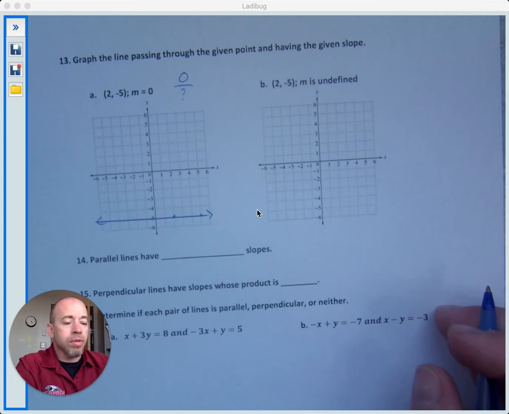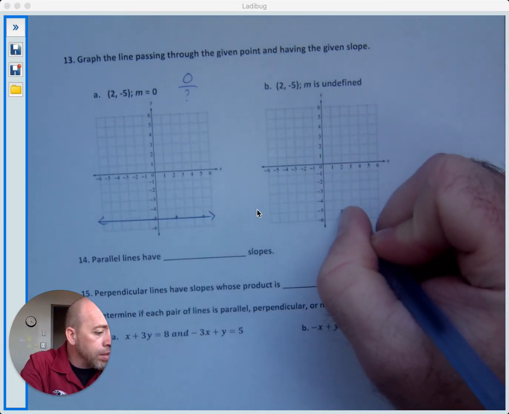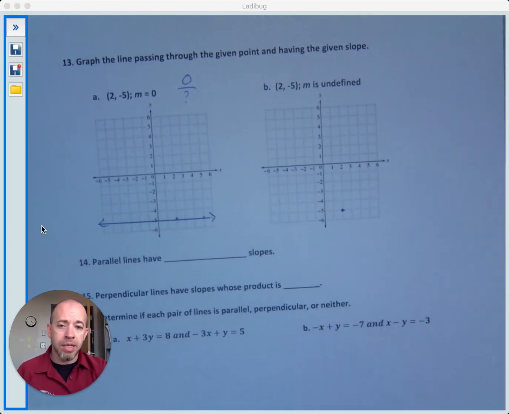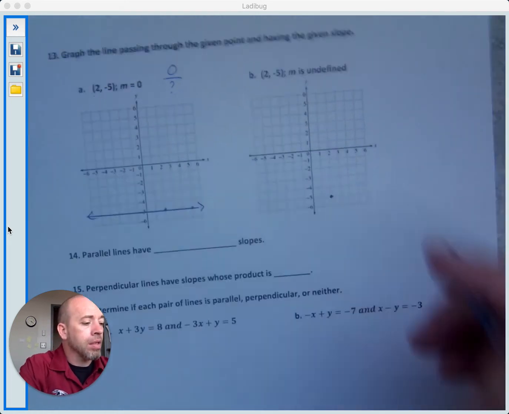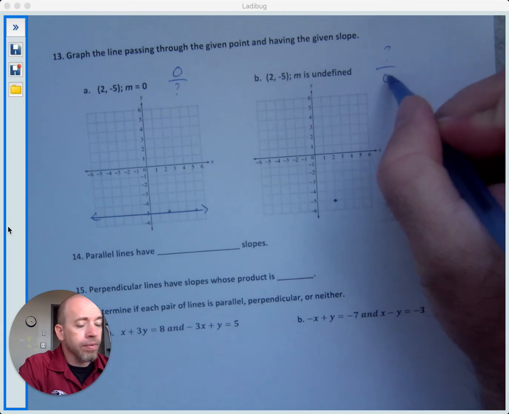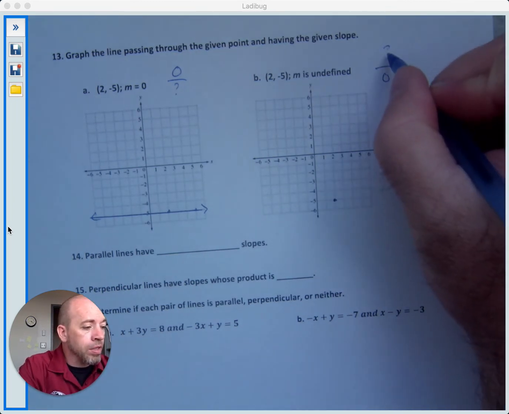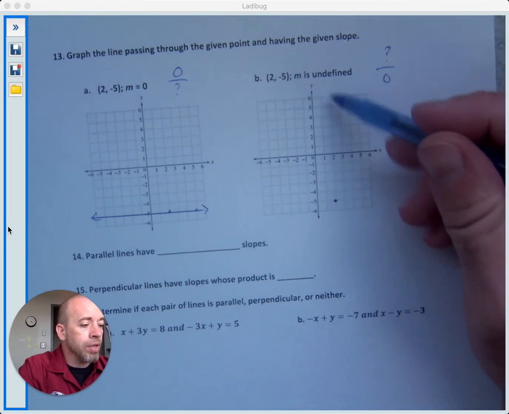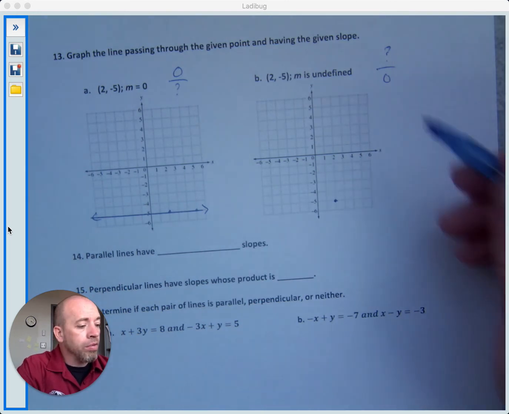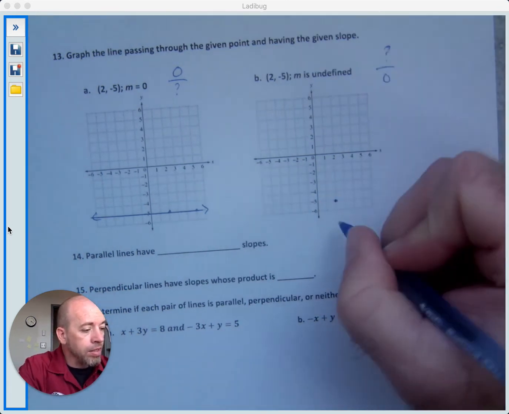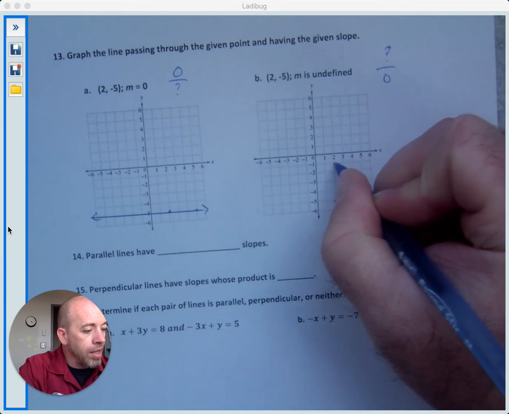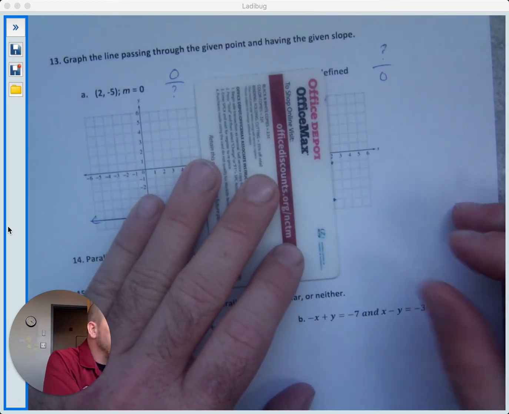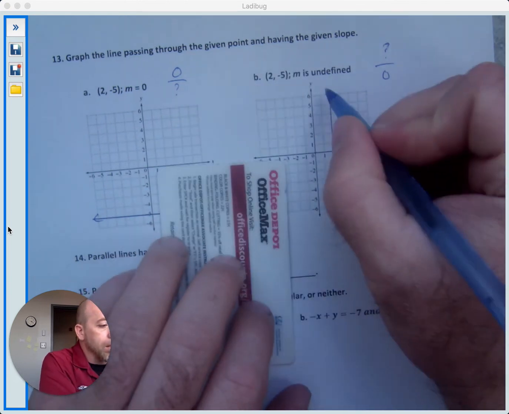The next one we have point 2, -5 again, but we're told the slope's undefined. What does that tell you? Well, it's impossible to climb the line, which means the line would be vertical, right? It means you have something over 0. So that means we're not going to run at all, but we could rise as far as we want. So we could rise way up here, we could rise to here, we could rise down below, but we're going to have a vertical line. We could put another point wherever we like, as long as it's vertical from the other point, and connect them, got a nice vertical line.